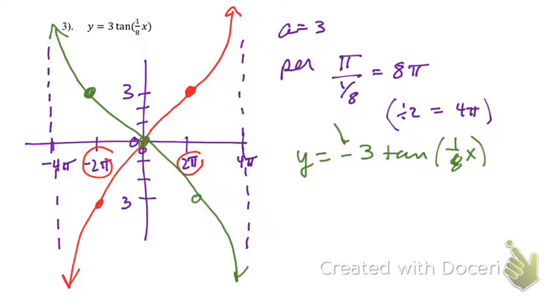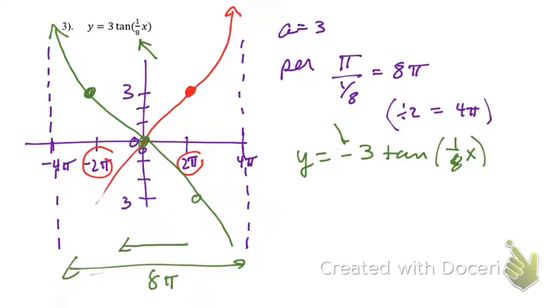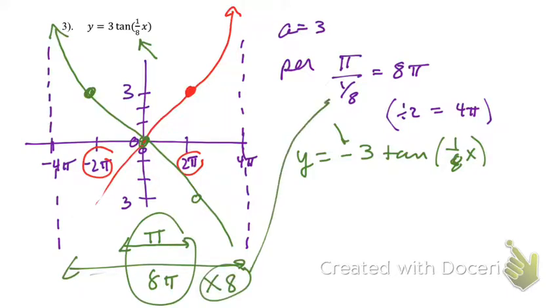The other thing I want to point out is this 1/8. It's right in there, that 1/8. This distance, this total distance here, let me clear off some stuff. That total distance in there is 8 pi between our asymptotes. Okay, on the basic tangent graph, the distance between our asymptotes was pi. Well, what's happened here? We've multiplied by 8. That's what a 1/8 does to you.